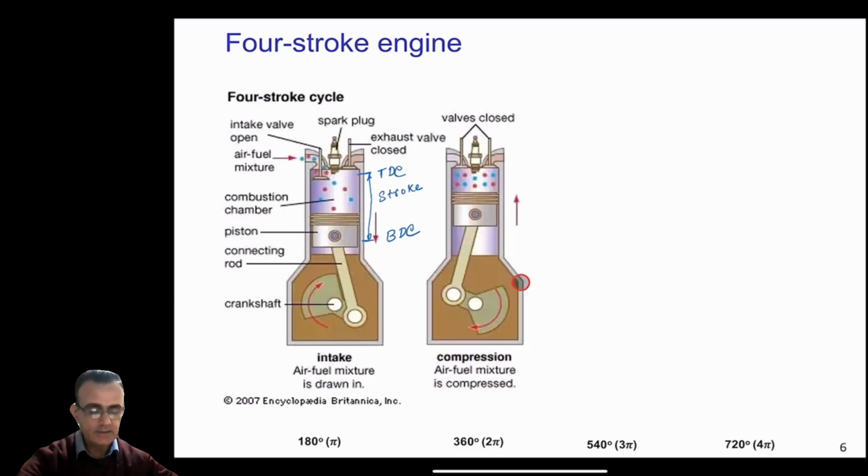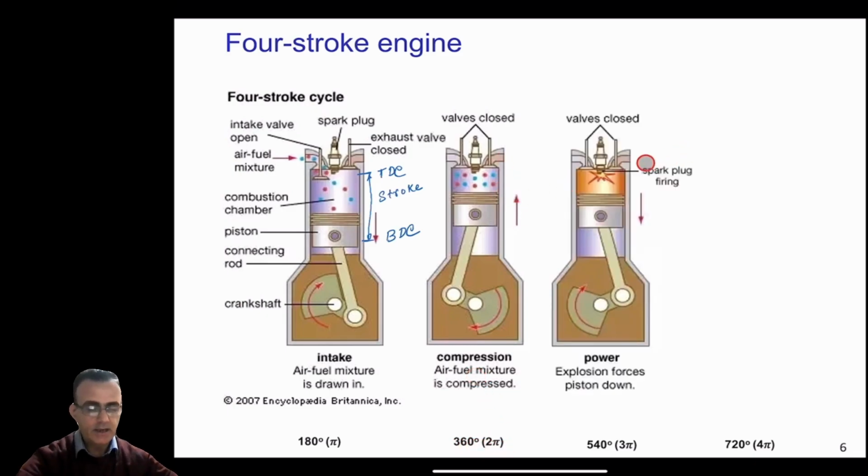Then in the second stroke, the piston is now moving from the bottom dead center to the top dead center, so it's moving in the upward direction. During this stroke, you will close the intake valve and the exhaust valve. So the air fuel mixture is trapped in the combustion chamber, and you are just compressing it. Again, when the piston moves from the bottom dead center to the top dead center, that is 180 degrees of revolution of the crankshaft. So the total revolution of the crankshaft becomes 360 degrees or 2 pi radians.